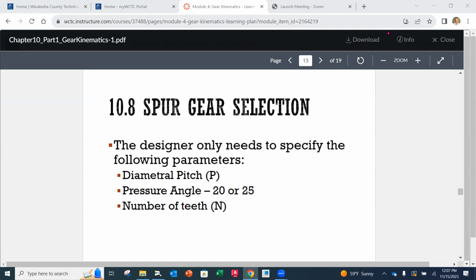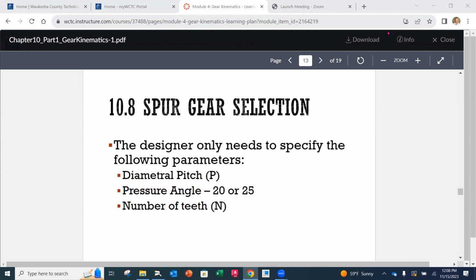Pressure angle is also what we're going to be picking. As we discussed last time as well, we're either going to pick from a 20 or 25-degree pressure angle. 14.5 is out there for replacement parts only. So if there's existing machinery that has 14.5, we will replace those. But for new designs, anything you're starting from scratch is going to be a 20 or a 25.